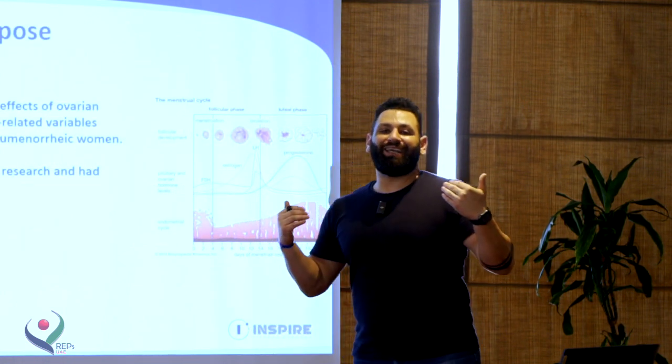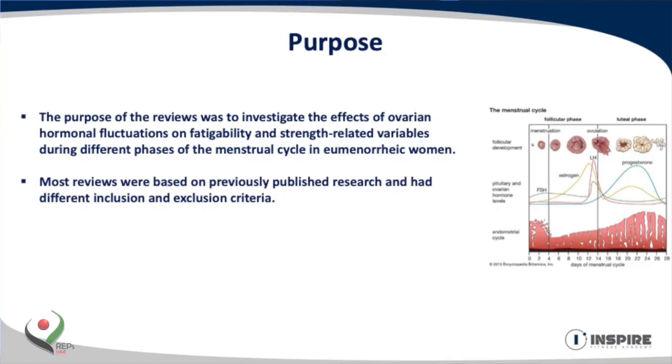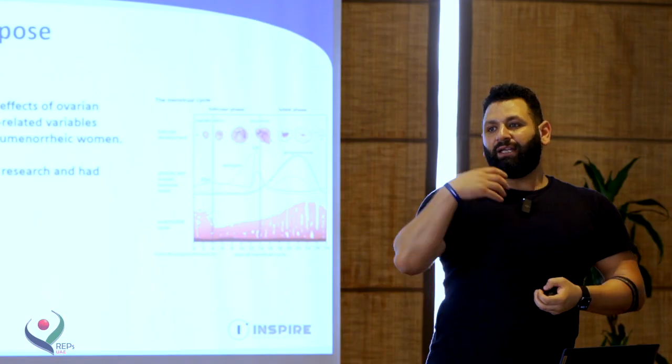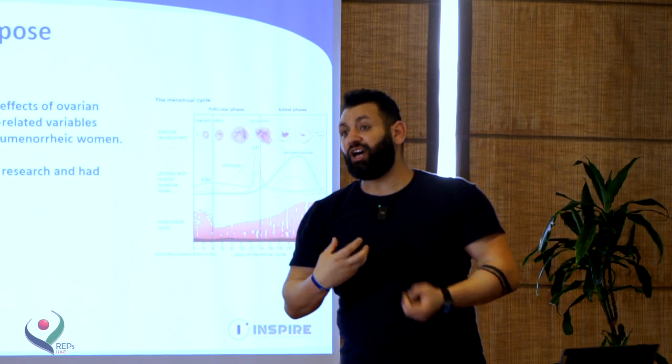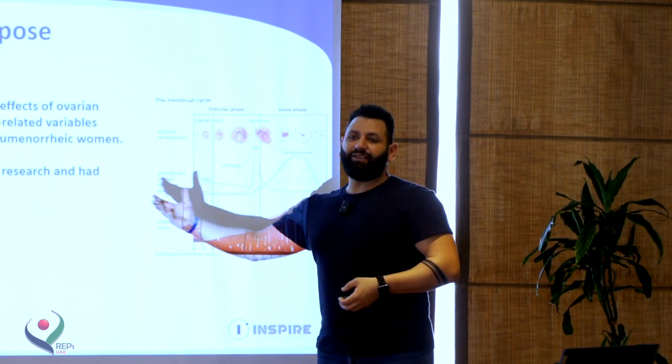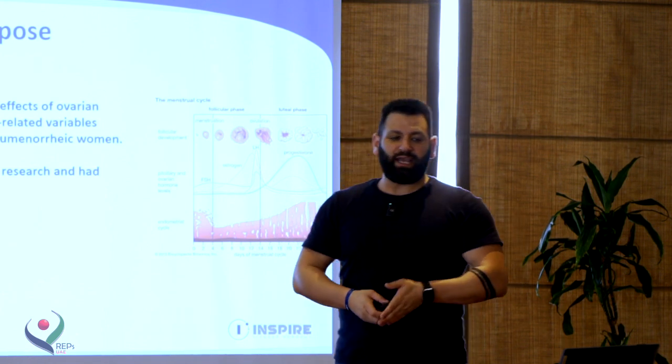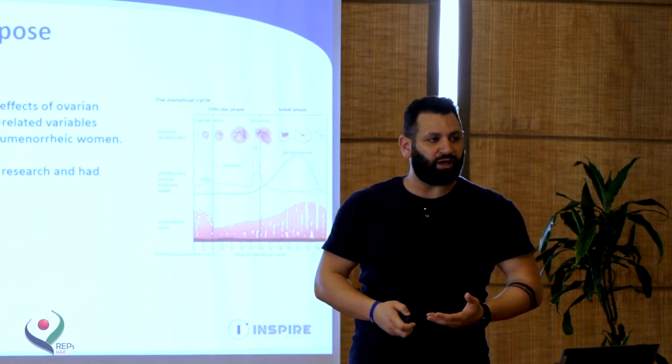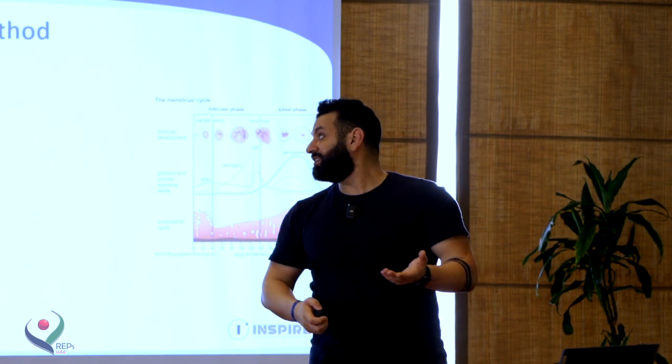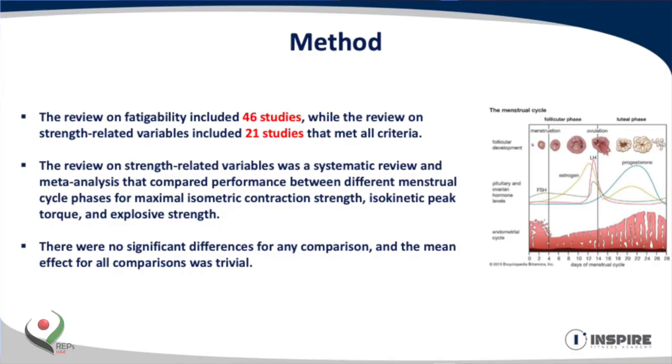So what's the purpose? First of all, we begin by looking at the purpose. The purpose is to investigate if there is any correlation between the menstrual cycle and menses, specifically the period, on fatigability, if it's actually clear in science, and strength and performance. So we want to understand, is it true? So what they did is they got several articles. They had their inclusion and exclusion criteria. They got around hundreds of articles, and they kept, for the study on fatigability, 46 studies, and for the study on strength-related variables, 21 studies. Imagine the filtering process is crazy.